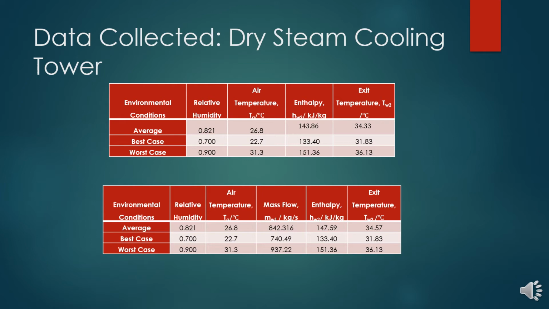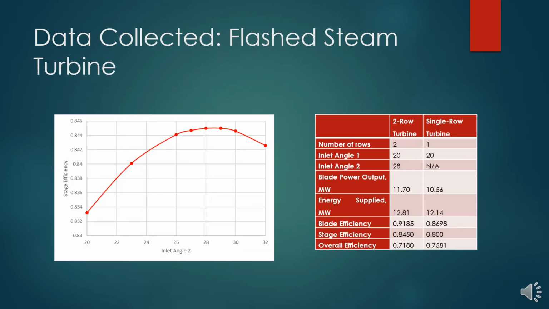Design options 1 and 2 required cooling towers. The table below shows the average, best case, and worst case scenarios for exit temperatures of the cooling towers. The variations are caused by the relative humidity in the air and air temperature. These tables are for option 1 and 2 respectively. Similar results were acquired for the flash steam system.